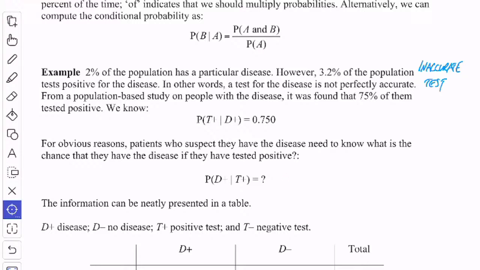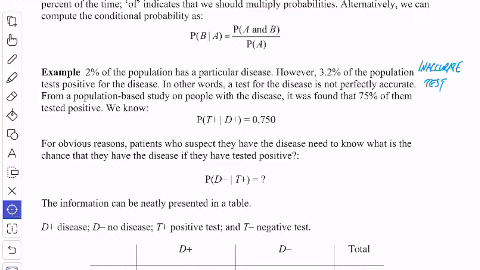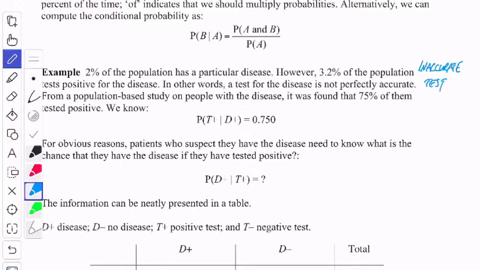So far, all I've talked about are these different probabilities. Let's name them, okay? 2% of the population has a disease. So this is the probability of disease. That's how I write disease, D+. However, 3.2% of the population tests positive for the disease. So what would we call that? Let's put a name on that.